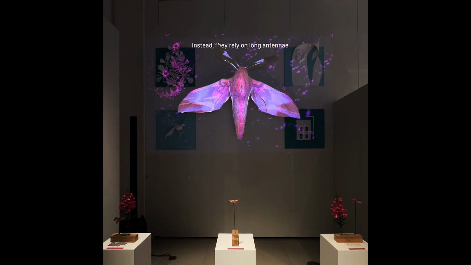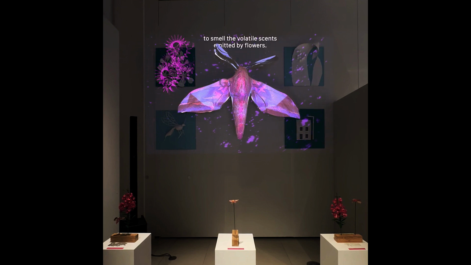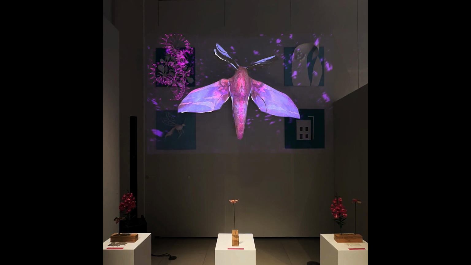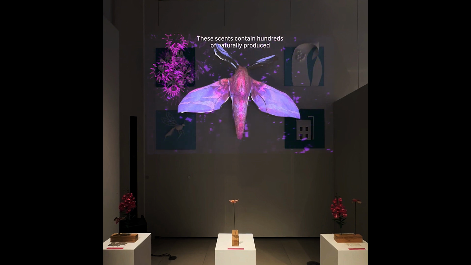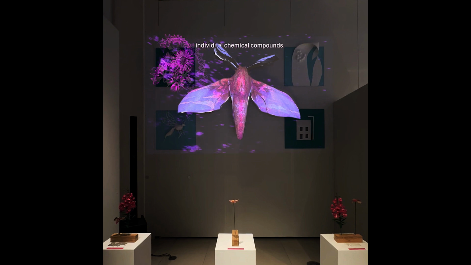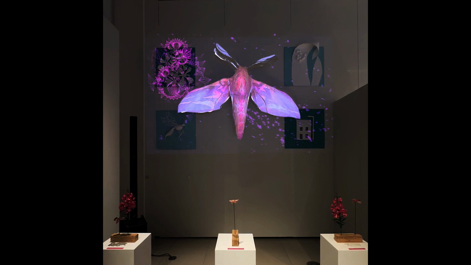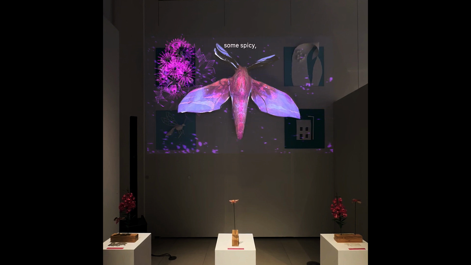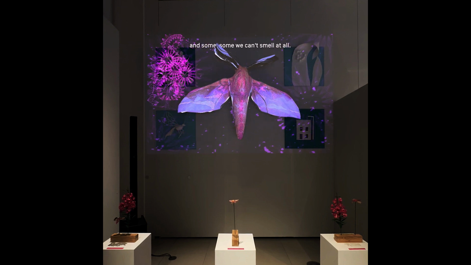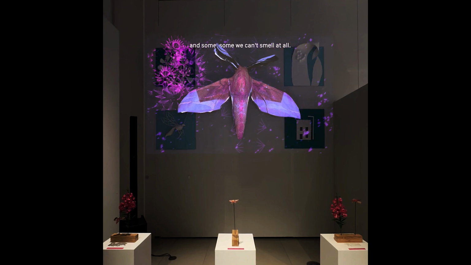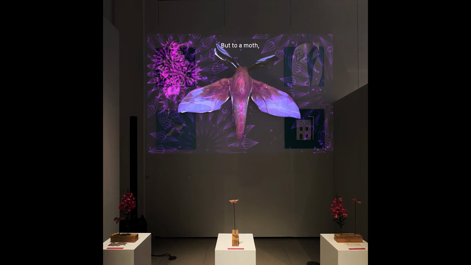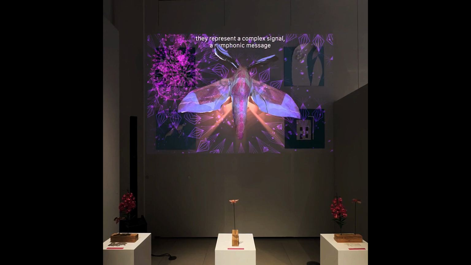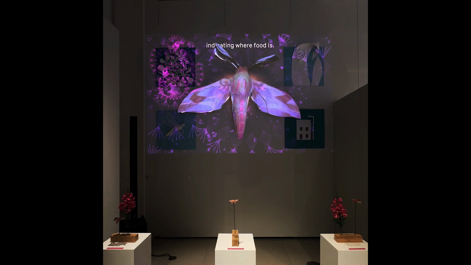Instead, they rely on long antennae to smell the volatile scents emitted by flowers. These scents contain hundreds of naturally produced, individual chemical compounds. To the human nose, some of these smell fragrant, some spicy, and some we can't smell at all. But to a moth, they represent a complex signal, a symphonic message indicating where food is.